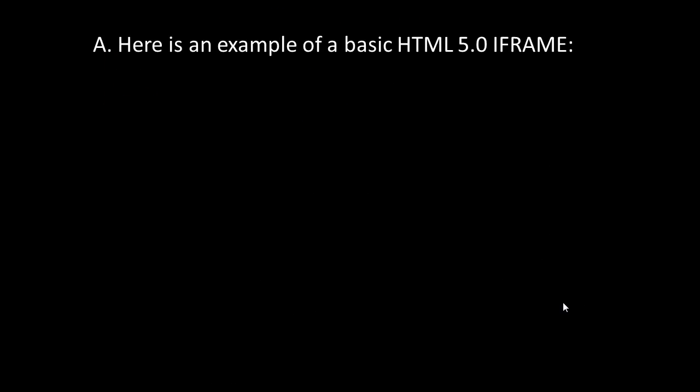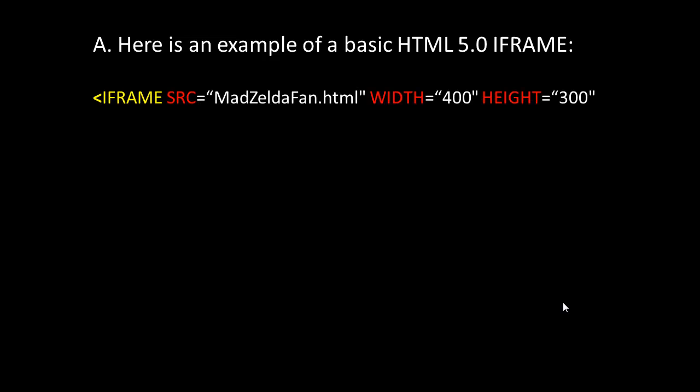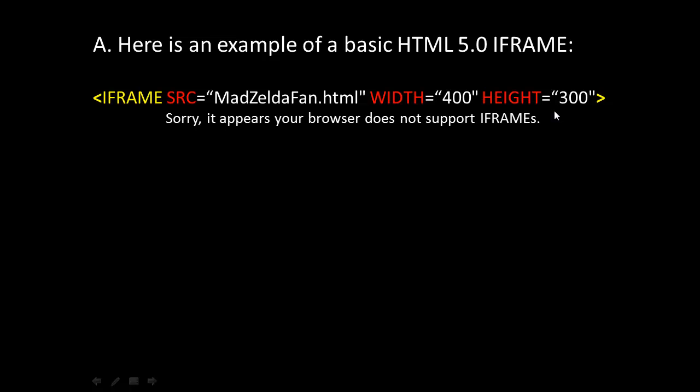Here's an example of a basic HTML5 iframe. Here we have the opening iframe tag, followed by the attribute src, which specifies the page to load, mad_zelda_fan.html, and then the width and the height. Then we add some text and a closing iframe tag, and if the user browses this page with a browser that does not support iframes, they'll simply see the text, "Sorry, it appears your web browser does not support iframes."